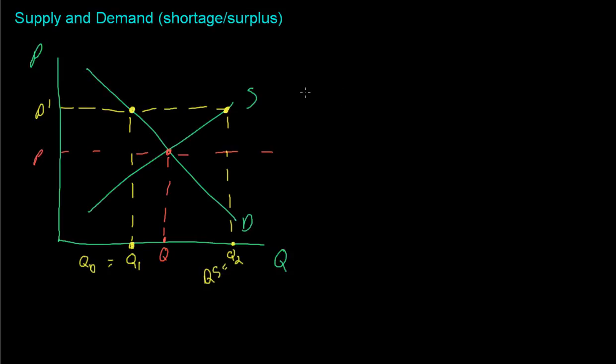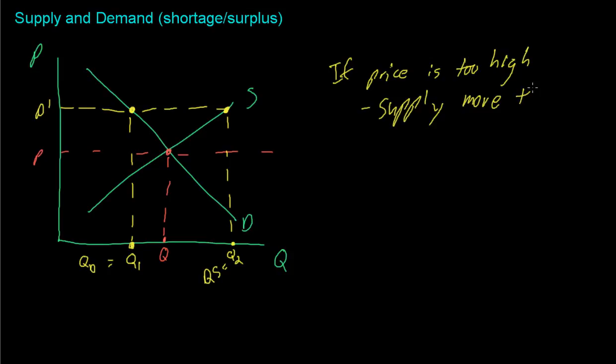So if price is too high, then we supply more than demanded. And I should say that the quantity supplied is more than the quantity demanded. And that's what we call a surplus. Surplus.